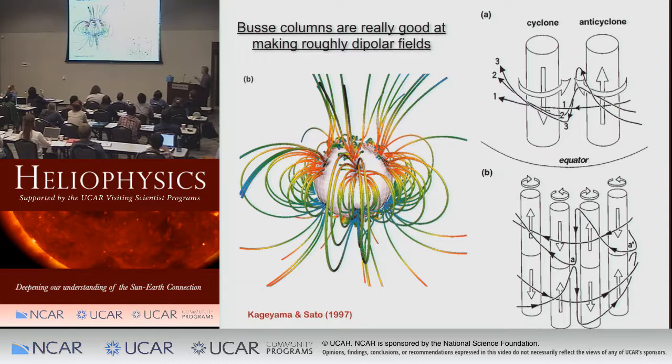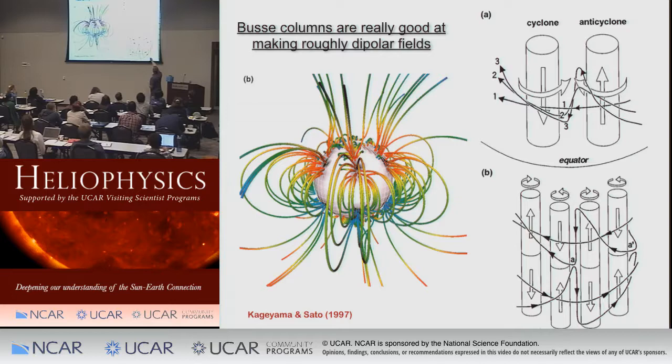And these Busse columns are really good at making dipolar fields because there's a sequence of alternating cyclones and anticyclones. So a cyclone has counterclockwise rotation, if you're looking down from the North Pole, the same direction as omega. An anticyclone has the opposite direction of omega. And so they have flows within them. So they have flows in this direction, but also a cyclone has a flow toward the equator and an anticyclone has a flow away from the equator.